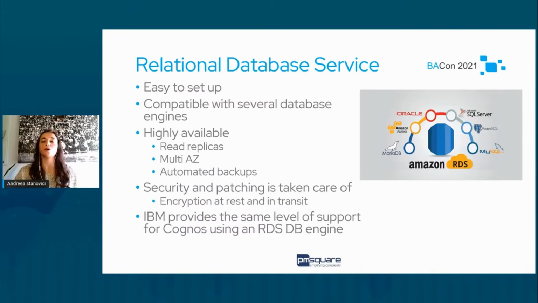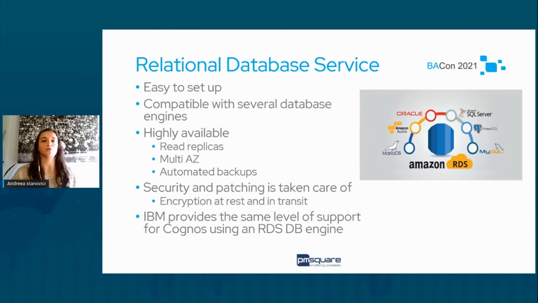And for those of you that are running Cognos, one question that does come up is if IBM provides the same level of support for Cognos using an RDS database as opposed to an on-premise one, and the answer is yes. IBM supports the software, supports Cognos as the application itself and not necessarily the underlying infrastructure. So whether you're using an on-premise database, or you're shifting and using the database engine on top of RDS, you would still receive the same level of support from IBM.